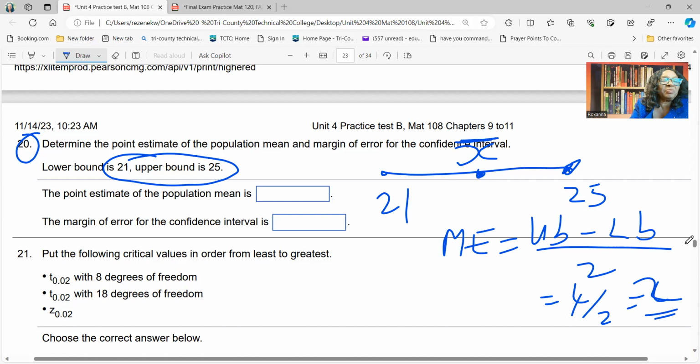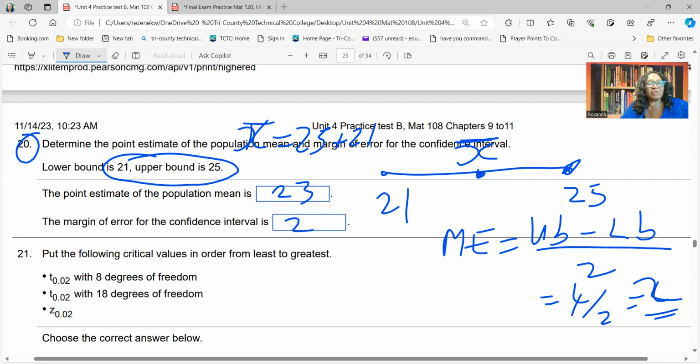So the margin of error is 2, and then they want me to find the point estimate. It is 25 plus 21 divided by 2. Point estimate X bar is 25 plus 21, and that gives me 46. 46 divided by 2 is 23. The margin of error is 2. Okay, so that's the question. It's not bad. Okay, let's go to a practice question.